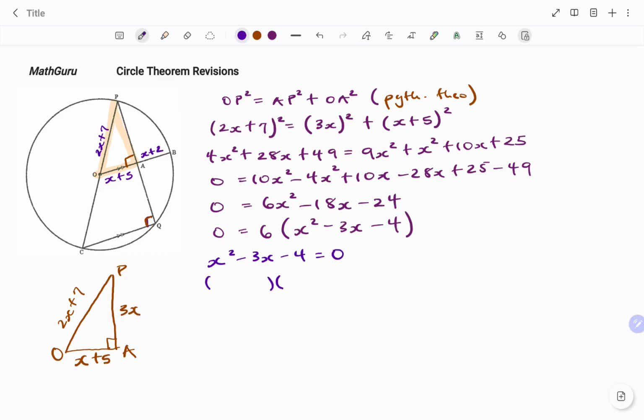If I factorize, I have x times x, then I have negative 4 and plus 1. So therefore, x minus 4 equals 0, which makes x equals 4. And on the other side, I have x plus 1 equals 0, which makes x equals negative 1. I cannot have a negative value for x because I cannot have a negative side. So therefore, x cannot be equal to negative 1.